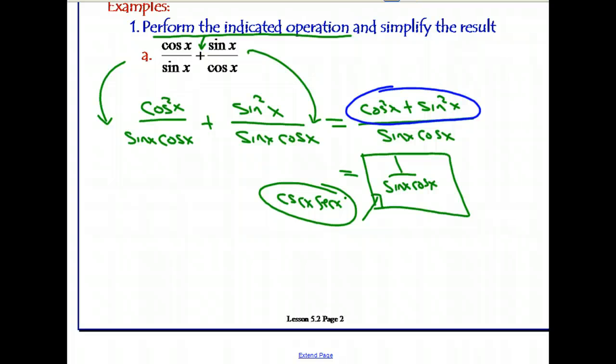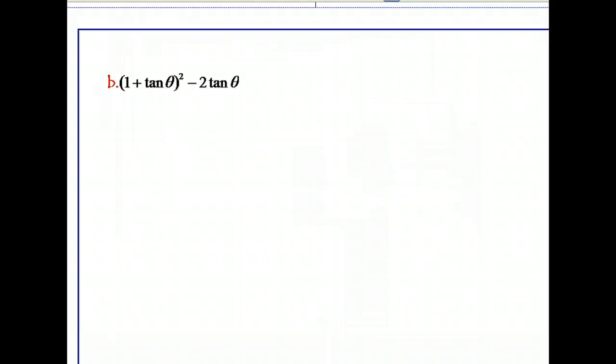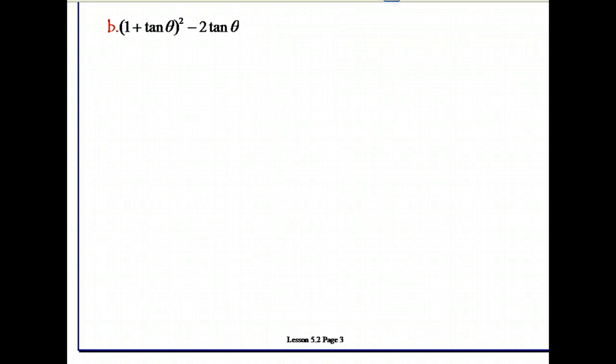They're identical, and in terms of which one's simpler, they're kind of equally simple or equally complicated. All right. Let's try another one. 1 plus tangent, the whole thing squared, minus 2 tangent of theta. And again, you see that square. Hopefully you think of the Pythagorean identities.